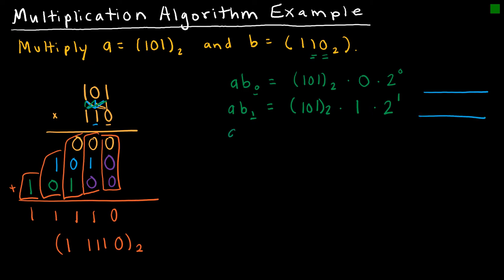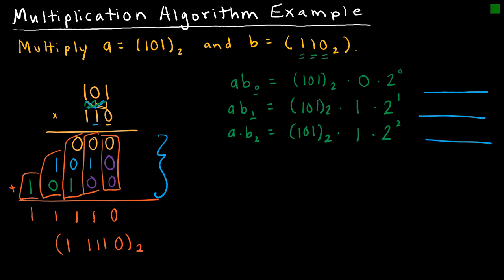And then I'm going to take A times B sub 2, which is 101 base 2 times, it looks like we're looking at a 1 again, and this time it's 2 to the second. And again, I'm going to find all of those values. And so what I want you to see is that I'm going to end up with the same answers that I had right over here. But let's go ahead and take a look at that.